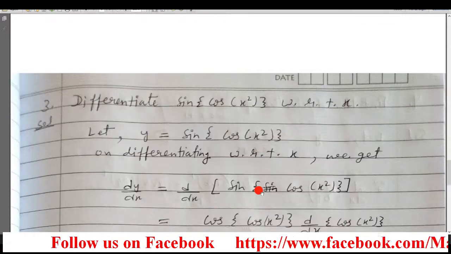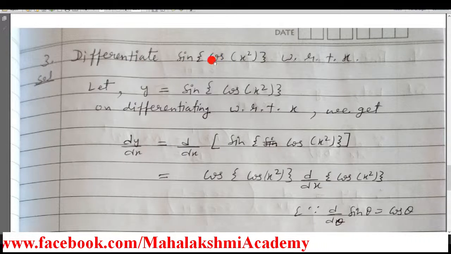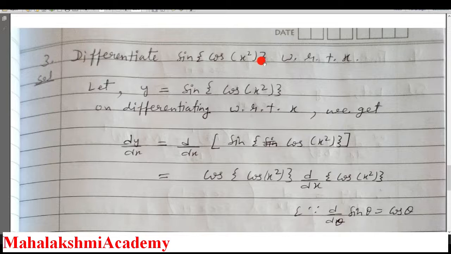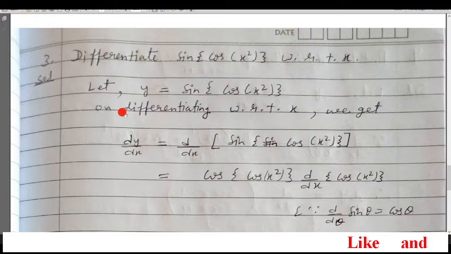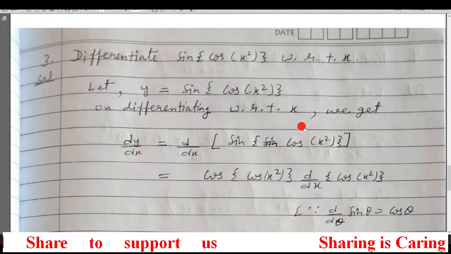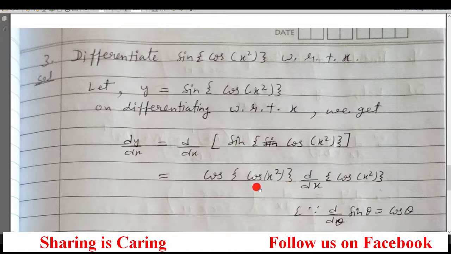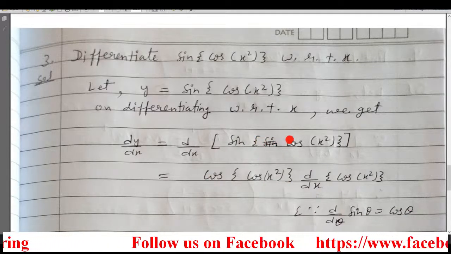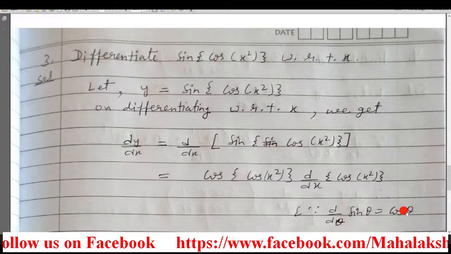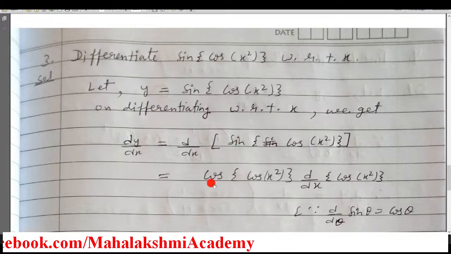Now we will see the next question. The next question of the exercise is, we have to differentiate sin, then curly bracket cos small bracket x square, curly bracket close, with respect to x. So we'll assume it as y, and then we'll write on differentiating with respect to x we get. So students, first think of the complete thing as sin theta. What is the differentiation of sin theta? Sin theta's differentiation is cos theta. So first we'll write cos, and this complete will behave as theta, so instead of theta I wrote this complete as it is.